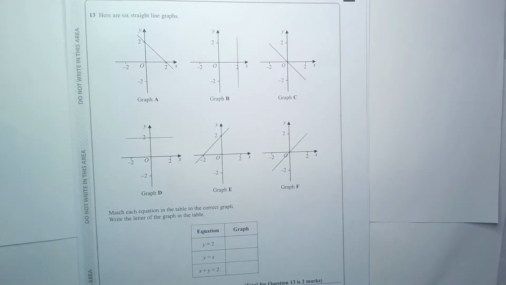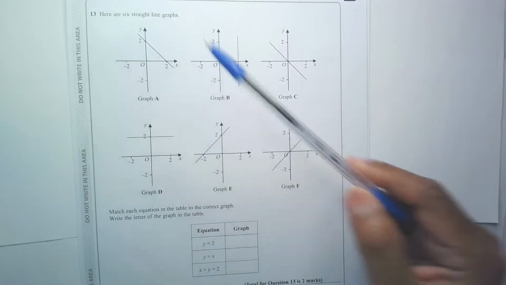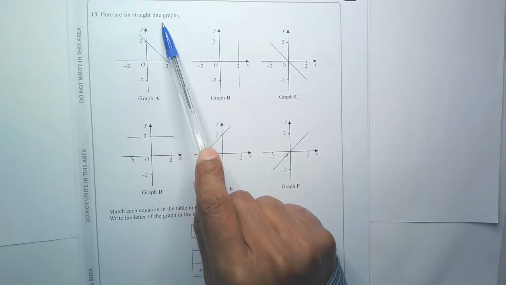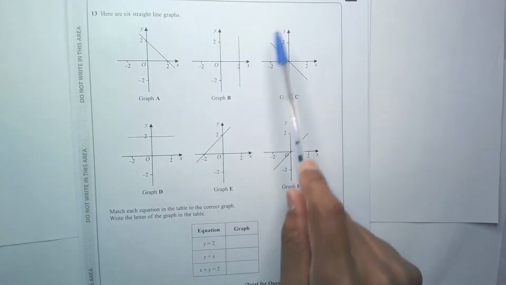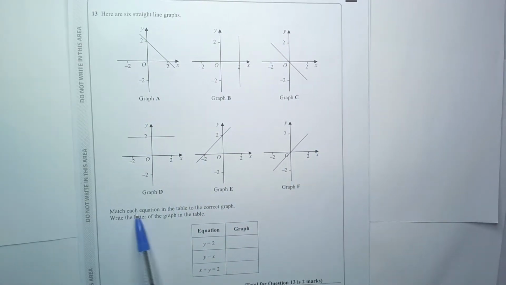Now, the way I would answer these questions is I would actually ignore what's at the bottom, but let me read the question first. Here are 6 straight line graphs. So I've got 1, 2, 3, 4, 5, 6 graphs, A, B, C, D, E, F. Match each equation in the table to the correct graph. Write the letter of the graph in the table. And we've got our information here. y equals 2, y equals x, x plus y equals 2. So I'm going to ignore this and I'm going to come to it when I get stuck.